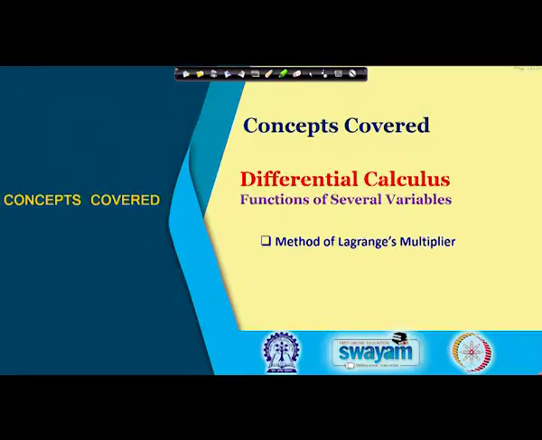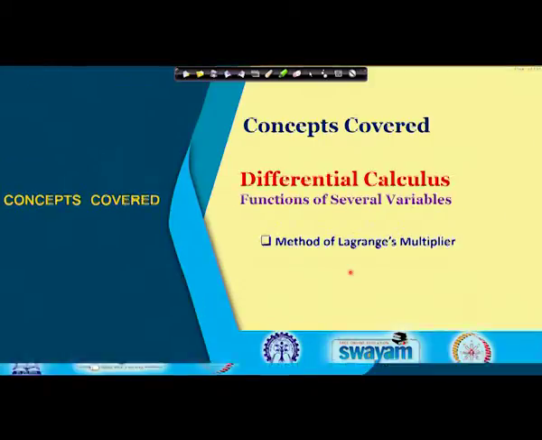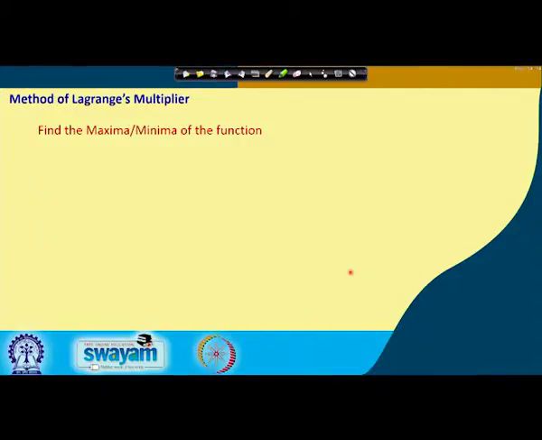In particular, we will be talking about the method of Lagrange multipliers, which is used to solve problems where, along with the function, we have some constraints. So, what is the method of Lagrange multipliers? Let me discuss the problem.